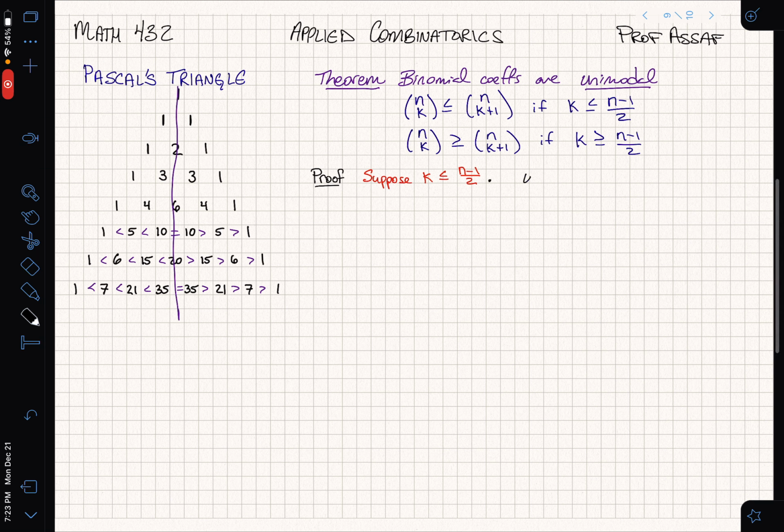Now, what do I want to show? I want to show the top inequality, which I'll write down again just because it never hurts to remind yourself what you're trying to prove. This is what I want to show. I want to show that n choose k is less than or equal to n choose k plus 1.